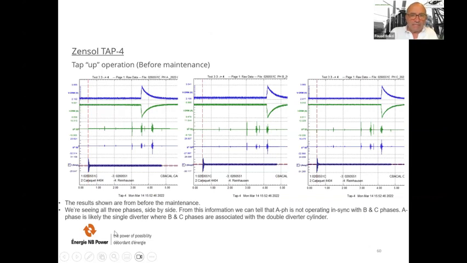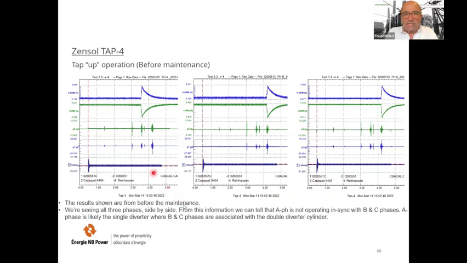This is before maintenance, so the results shown are from before the maintenance. We are seeing all three phases side by side: here you have phase A, here phase B, and here phase C. From this information, we can tell that A phase is not operating in sync with B and C phases. A phase is likely the single diverter, whereas B and C phases are associated with a double diverter switch.